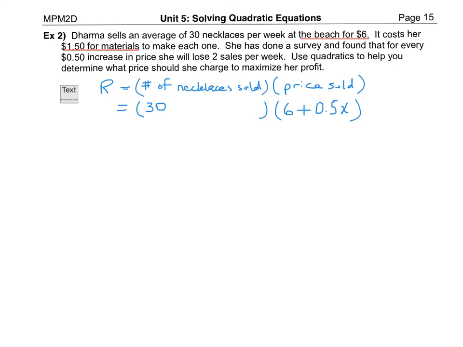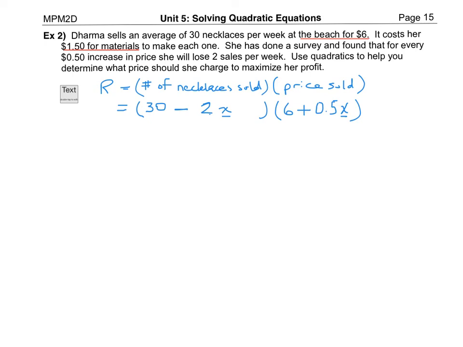So as I increase my price by 50 cents, for every 50-cent increase, my number of necklaces will decrease by 2. So if my x was 1, if I increased the price by one group of 50 cents, I would decrease by one group of 2. If I increase 2 groups of 50 cents, so increase to $7, I'm going to decrease by 2 groups of 2. So hopefully this makes sense in terms of revenue.